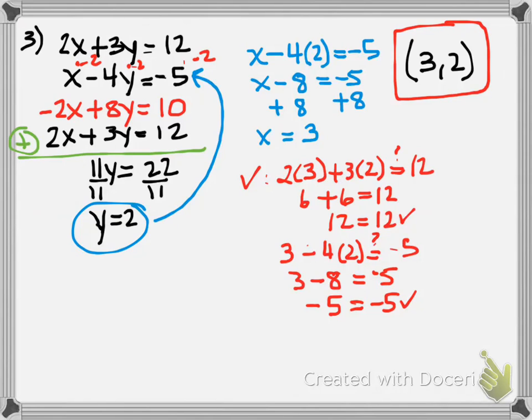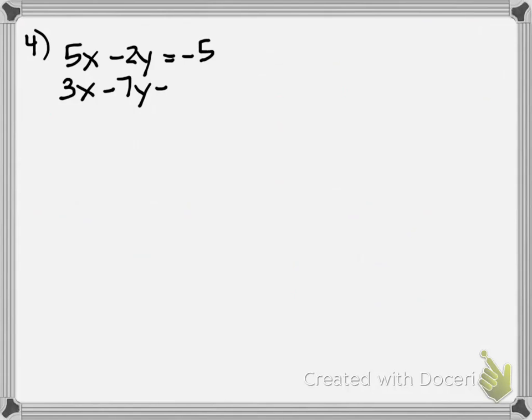Okay, all right, you guys ready for the worst case? Ready or not, here it comes. So the worst case: 5x minus 2y equals negative 5, and 3x minus 7y equals negative 32. Worst case, worst case. Why do I say that?